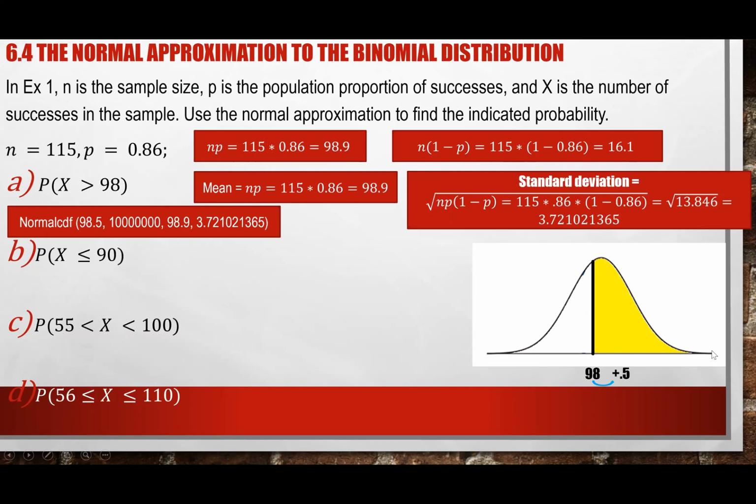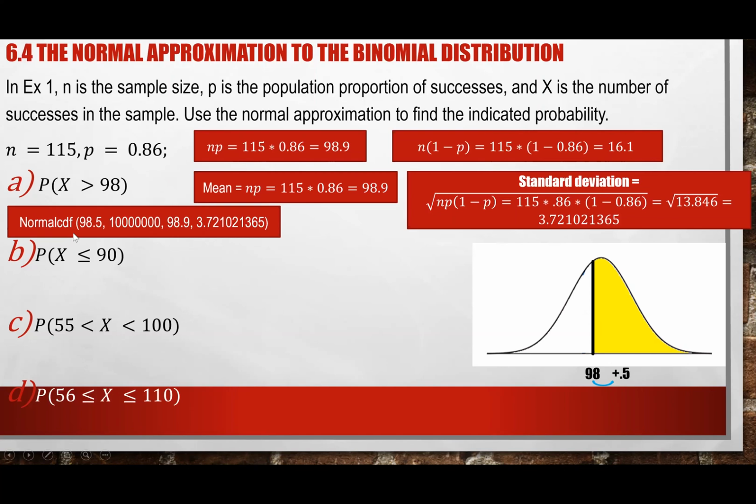10 million, right? And what is my mean? My mean is 98.9, and my standard deviation is 6.5. Again, like I mentioned, the thing we use the most is the normal CDF. We need the lower limit, the upper limit, the mean, and the standard deviation.